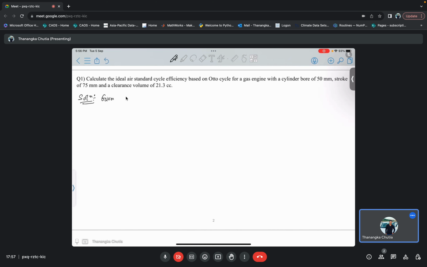Given, bore is equal to 50 mm, and that will be equal to 5 centimeter. Length is equal to 75 mm. This will be equal to 7.5 centimeter, and clearance volume VC is given to us as 21.3 centimeter cube. Okay, so from here we have to calculate the eta of an Otto cycle.